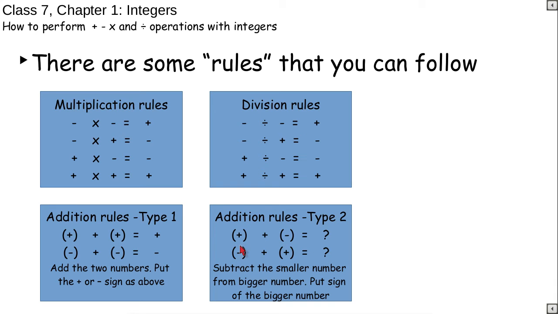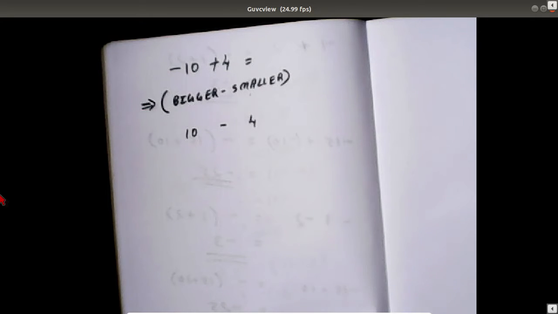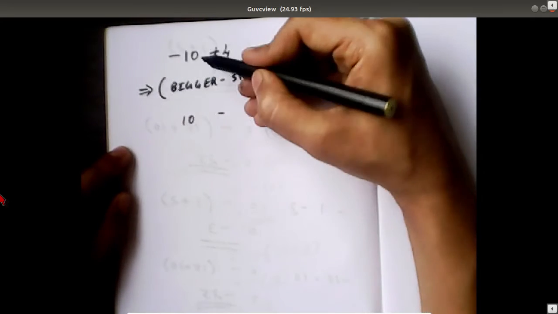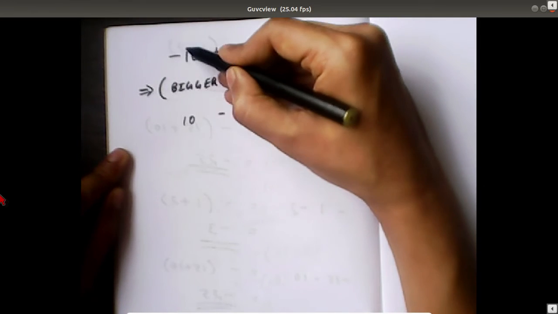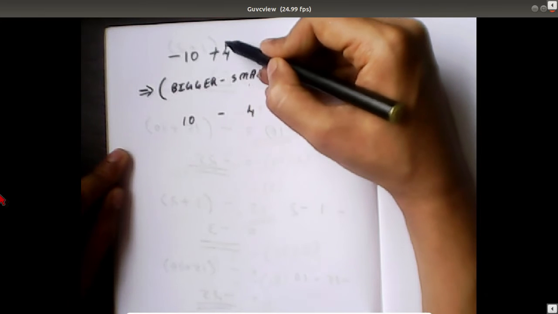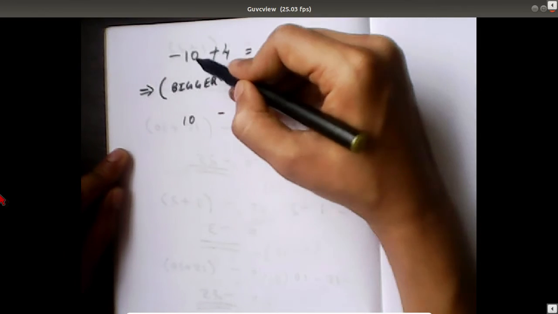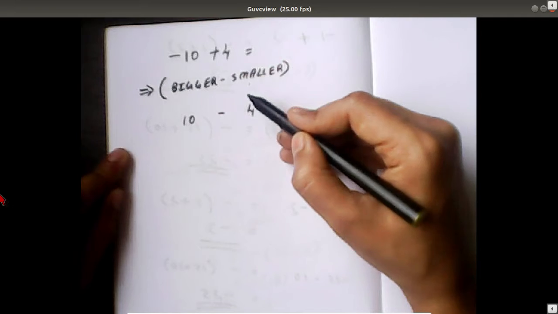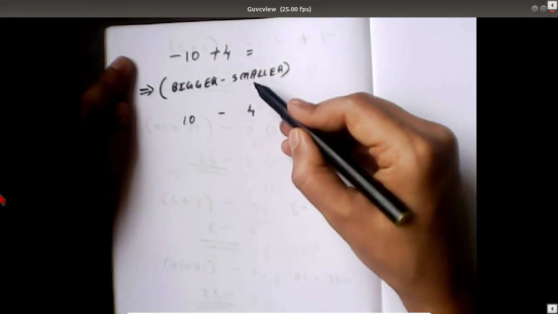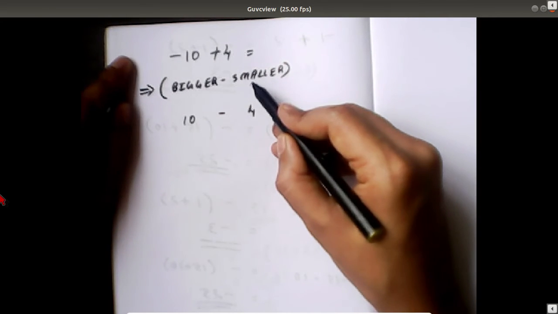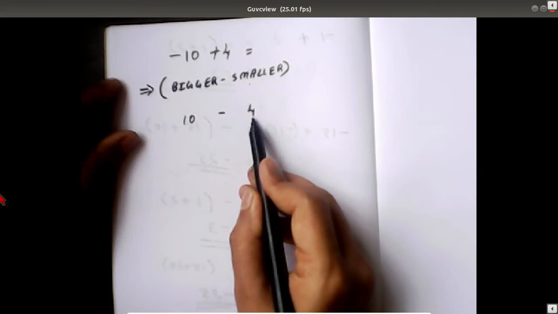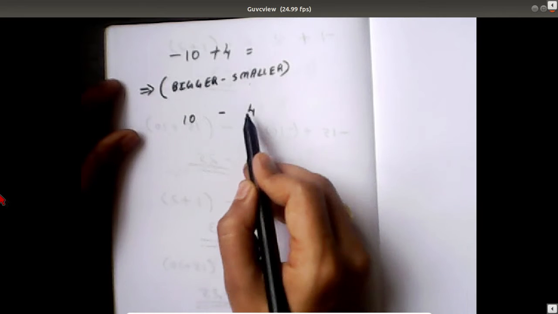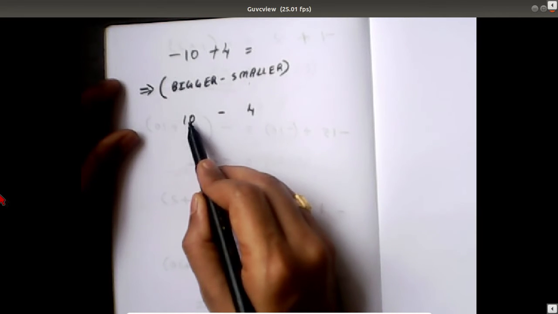Let's take a look at some examples to understand this. So let's take a look at this example, minus 10 plus 4. We are taking a negative number and adding it with a positive number. 4 is a positive number and minus 10 is a negative number. What does our rule say? Our rule says, take the smaller number, subtract it from the bigger number. So we have first written that down. We have taken the smaller number and we are subtracting it from the bigger number.